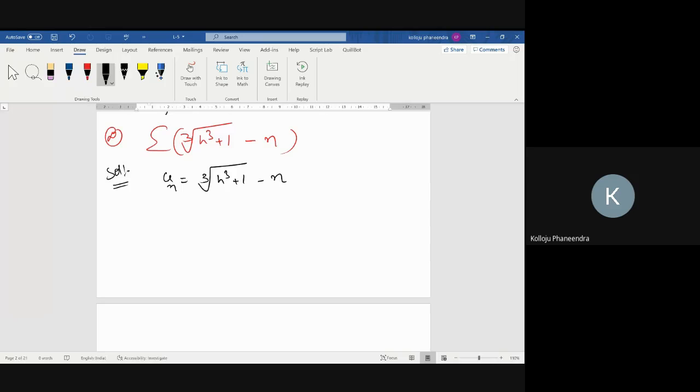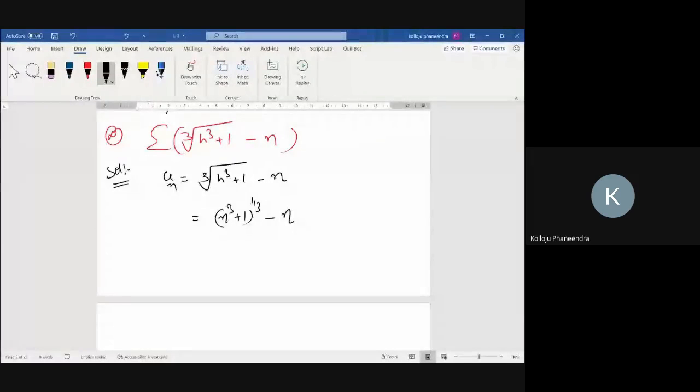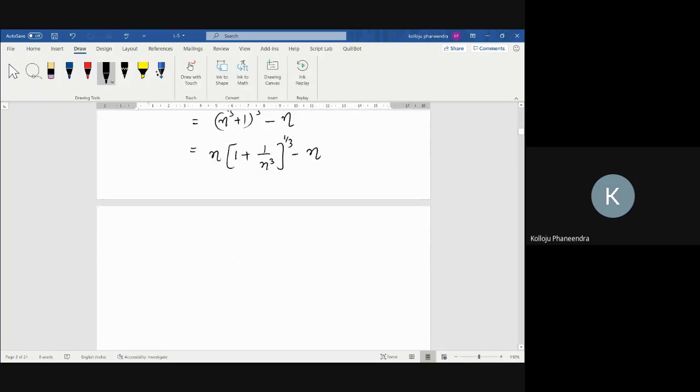It was somewhat difficult. So another alternate way is one can write this as (n cube plus 1) whole to the power of 1 by 3 minus n. Right? That is equal to, take n cube common outside. Outside it becomes n, into (1 plus 1 by n cube) whole to the power of 1 by 3 minus n.